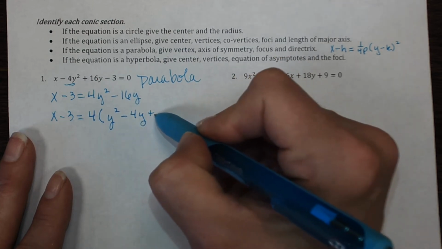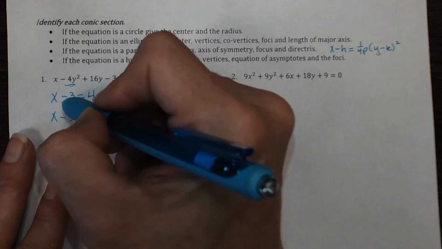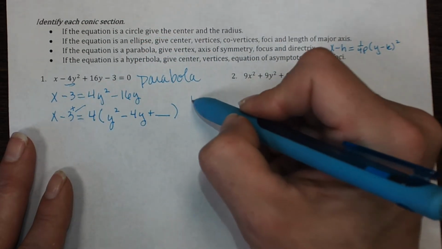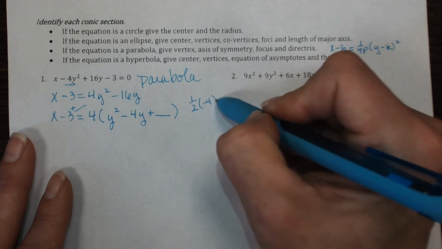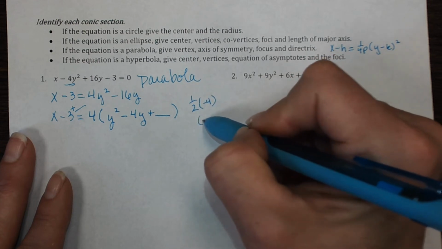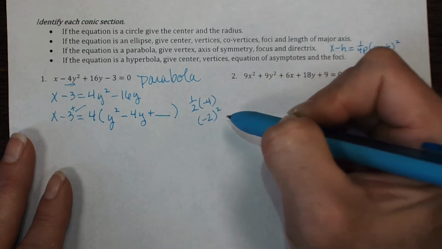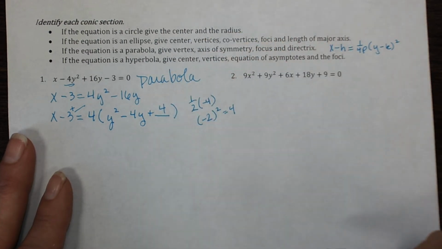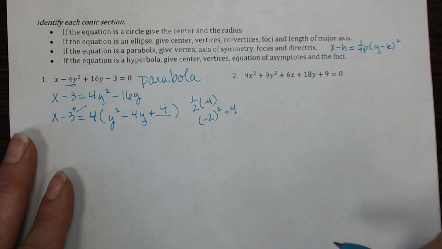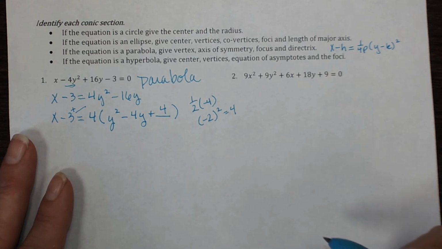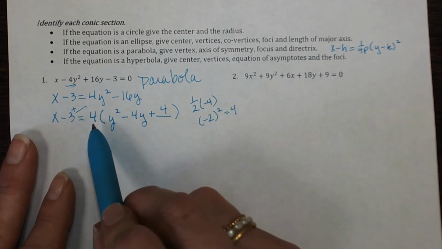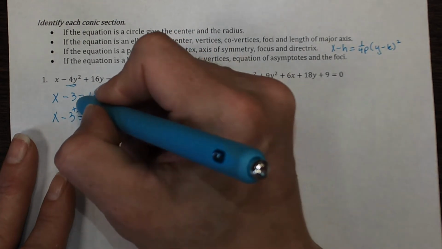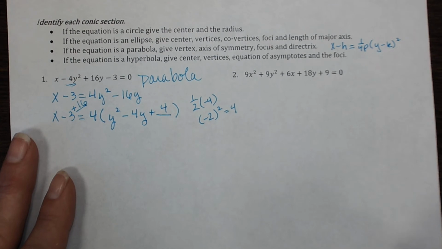And now remember, this is where we do our plus blank. And remember, I need a plus blank on this side too. So I take half of negative 4. That is negative 2 squared. That is 4. So I'm going to put 4 here. Now, guys, remember, when you have a GCF out front, it's not just a 4 that I added. I really added 4 times 4. So I added 16. So I need 16 on that side.